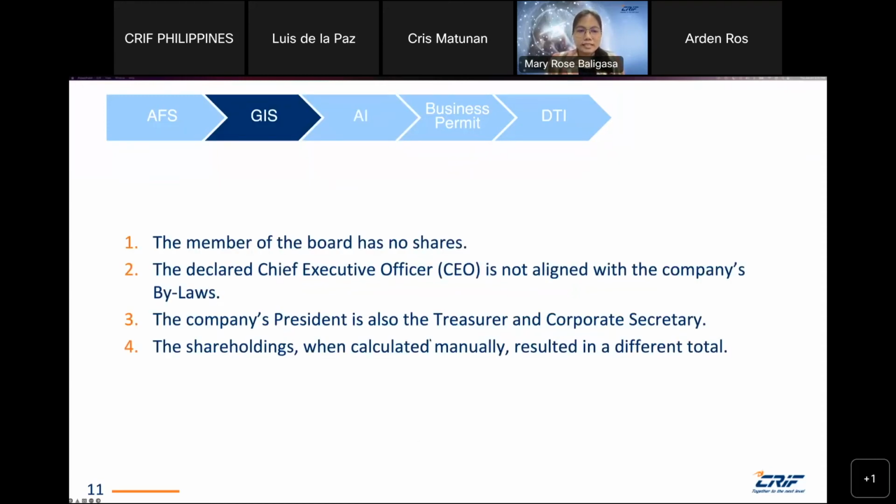And lastly, for number 4, the shareholdings, when calculated manually, resulted in a different total.